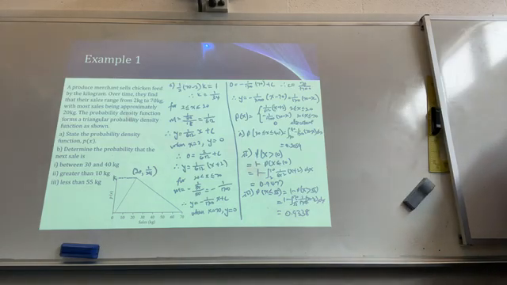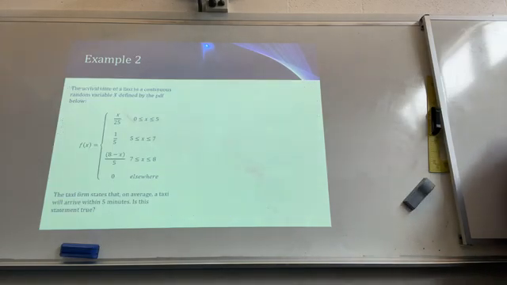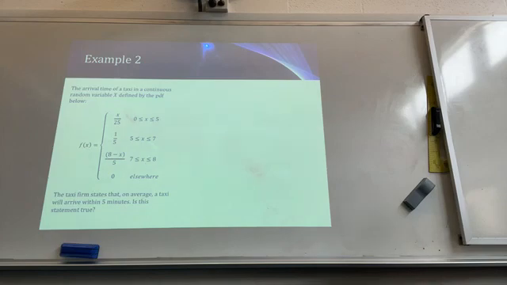All right, let's have a look at example 2. The arrival time of a taxi is a continuous random variable x defined by the PDF below. The taxi firm states that on average the taxi will arrive within 5 minutes. Is this statement true or false? How do you show that?